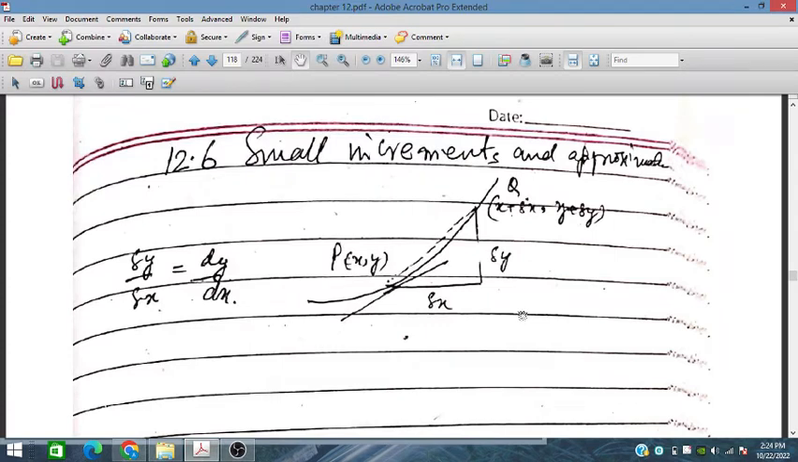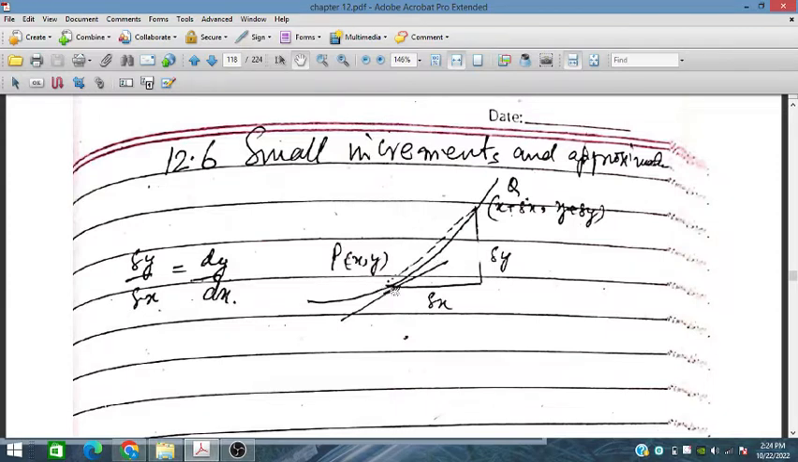Bismillahirrahmanirrahim. In this session, we will learn about small increments and approximate values. This topic is taken from the additional mathematics course for IGCSE and O level exams. So this is basically a curve, and on this curve we have taken an incremental change.